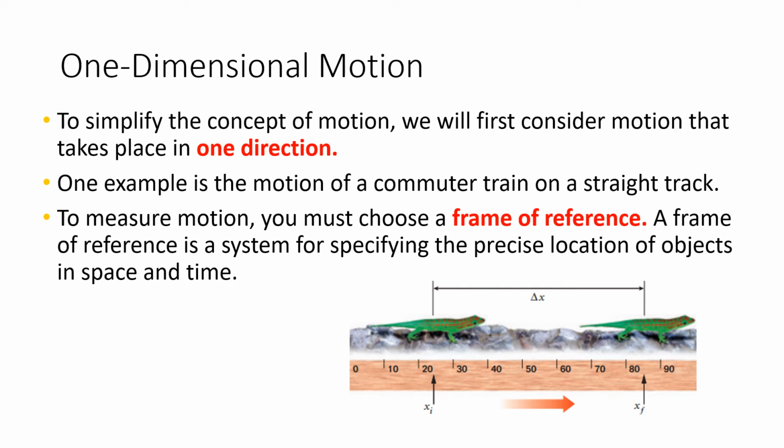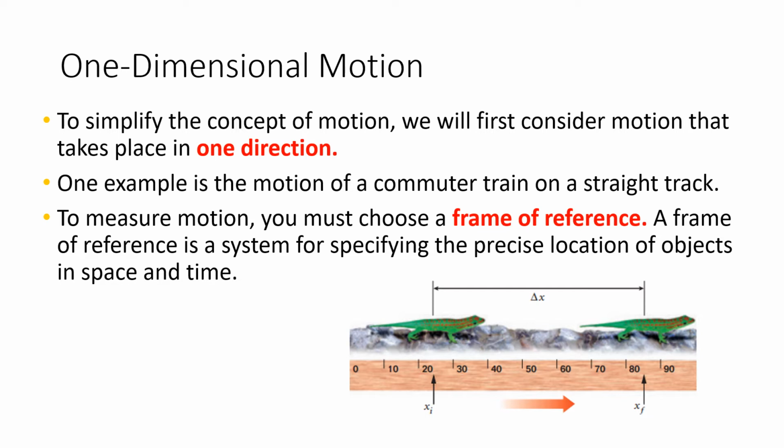So in one-dimensional motion, motion itself can be quite complicated. To simplify it, we're going to start off with the idea that motion takes place in one direction, hence one dimension. So kind of like thinking of a train on a train track, it can only go in one direction, if you will. Get it? Anyway. Before you start though, you have to choose a frame of reference.